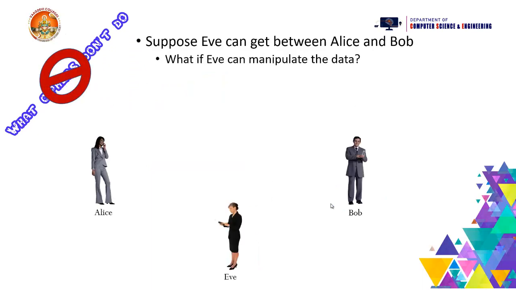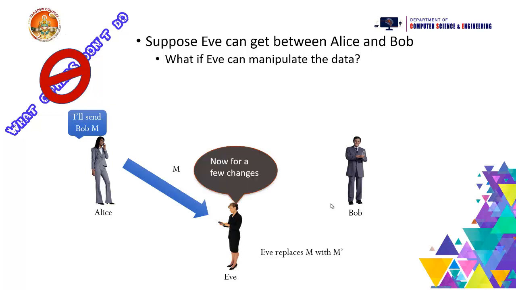What don't ciphers do? Suppose Alice and Bob are communicating with each other. Alice creates a message M and forwards it to Bob. In transmission, Eve captures the message from Alice and applies some changes on the message. That modified message is forwarded to Bob. Now Bob receives the message. Bob will think the message is sent by Alice, but the message was modified by Eve.